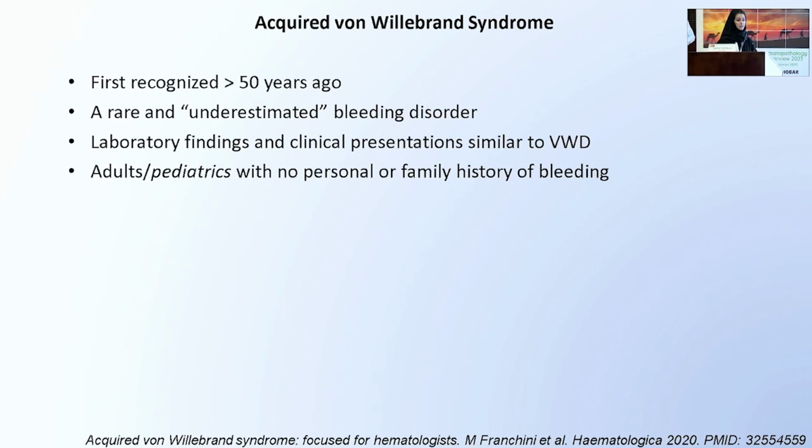I thought about discussing acquired von Willebrand syndrome today because it's a really underestimated bleeding disorder. It was first recognized 50 years ago, and the laboratory findings are similar to what we see in the congenital forms. And we should suspect it in adults or pediatric patients with no personal or family history of bleeding.